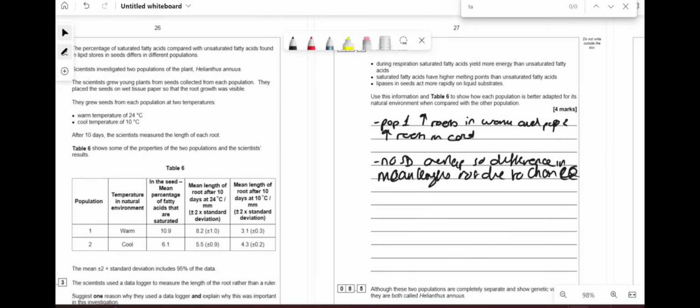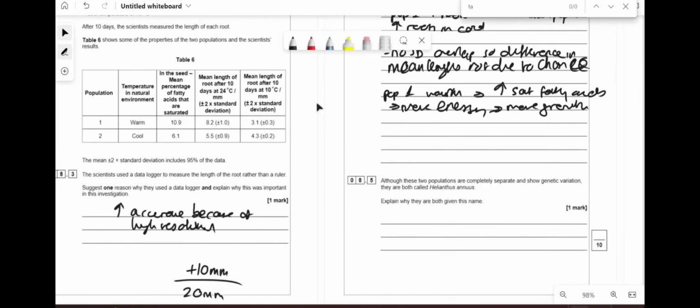So we've described it. We need to obviously explain why. So population 1 is obviously better in warm conditions. And it says here that saturated fatty acids have higher melting points than unsaturated fatty acids. So what's probably going on here is that with more saturated fatty acids, there's more energy available for growth. So pop 1 grows better in the warm environment because there's more saturated fatty acids, so there's more energy available, and there's more growth. And then the reverse for pop 2.